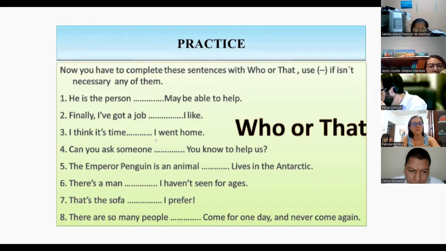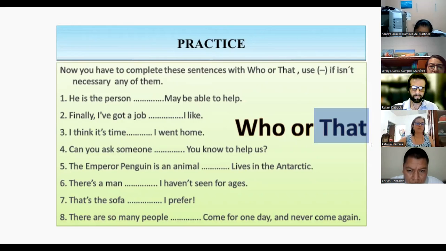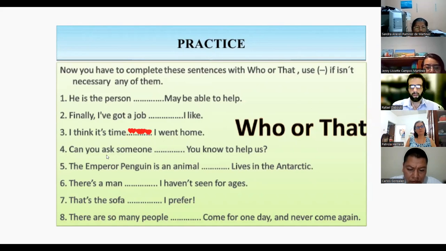I think it's time that I went home. Can I reduce this? Can I not say that? Can I leave it empty? Yes, I can, guys. I can simply leave this empty. I think it's time I went home, okay? So it's not necessary for us to use that, okay? I think it's time.